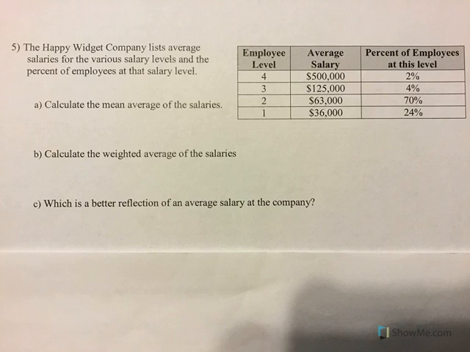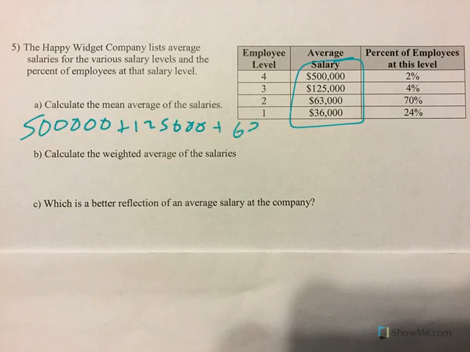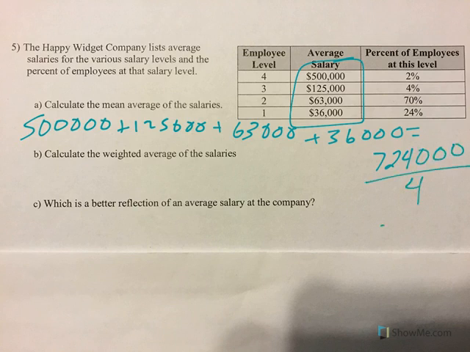All right, let's talk about the Happy Widget Company. It lists average salaries for the various salary levels and the percent of employees at that salary level. First, calculate the mean average. So that's where we just say, hey, there's 4 of these. Let's add them together. So 500,000 plus 125,000 plus 63,000 plus 36,000. We add all of those up and we get 724,000. We divide by 4, and that average is 181,000.